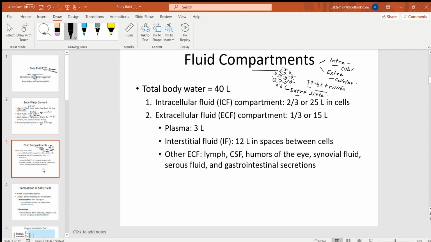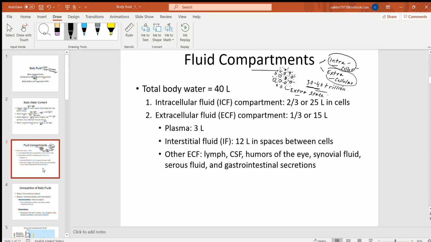And you all know that inside the cell you have the cytoplasm, which is a fluid. So if you add all these cells together, the fluid inside those cells together forms the intracellular compartment. That means the fluid inside all the 30 to 40 trillion cells of your body together forms the intracellular compartment. And the fluid present outside of the cell in the extracellular spaces is the extracellular fluid.